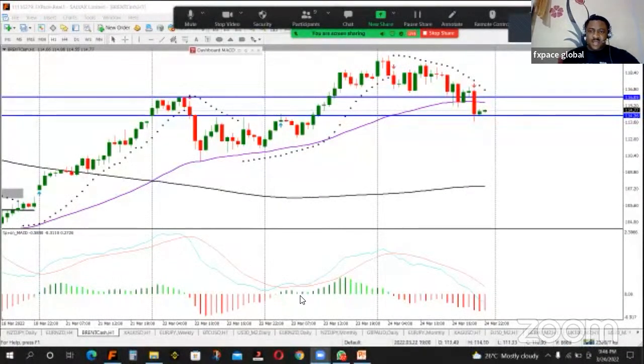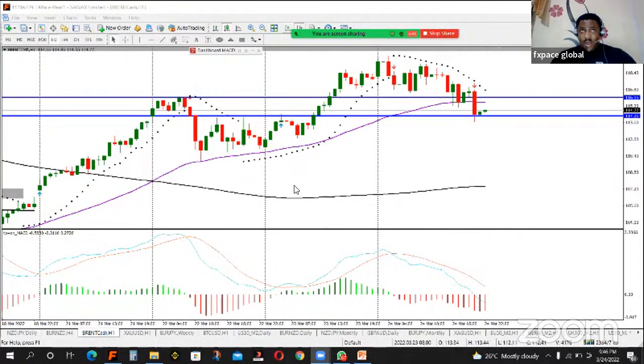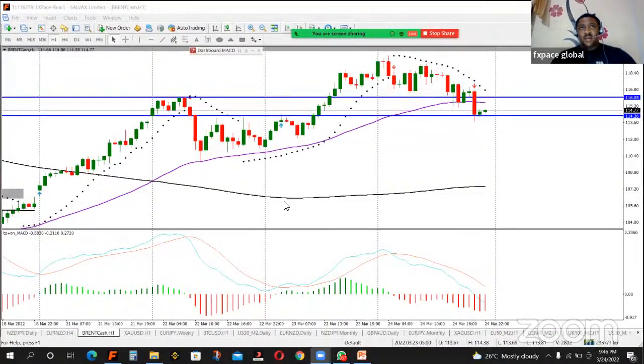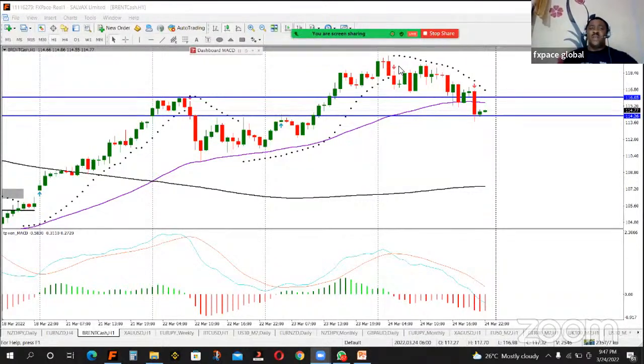Okay, now this is the chart. Now I told you, if you are a scalper, you should look for 5 and 10 period moving averages. If you want to use two moving averages, use 5 and 10. Once the 5 crosses above the 10, it's a bias for a buy. If it crosses above 10, it's a signal for a buy. If it crosses below 10, it's a signal for a sell.